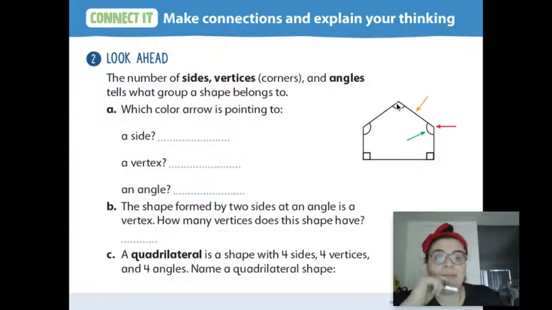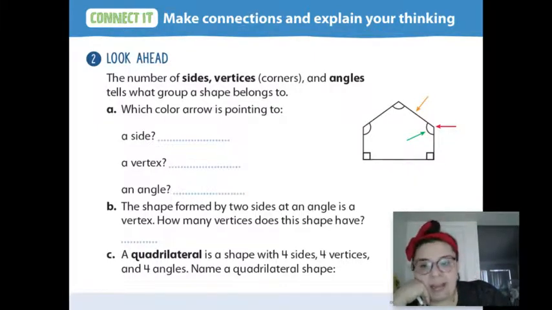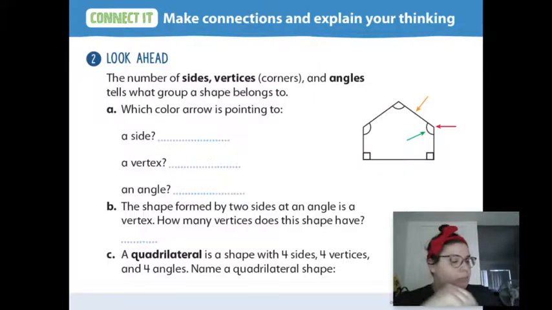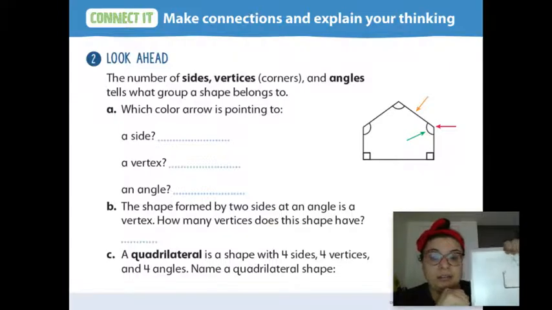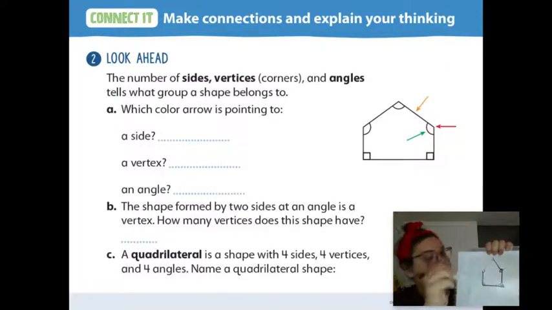Okay, the shape formed by two sides at an angle is a vertex. So at an angle, it's called a vertex. How many vertices does this shape have? So let's look at that orange arrow. A vertex is where an angle is formed by two sides.